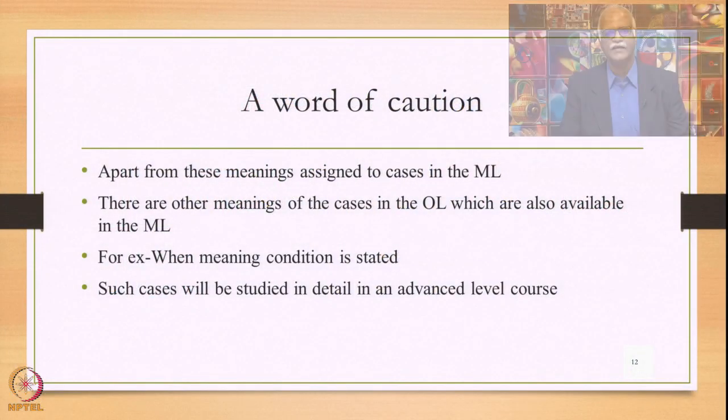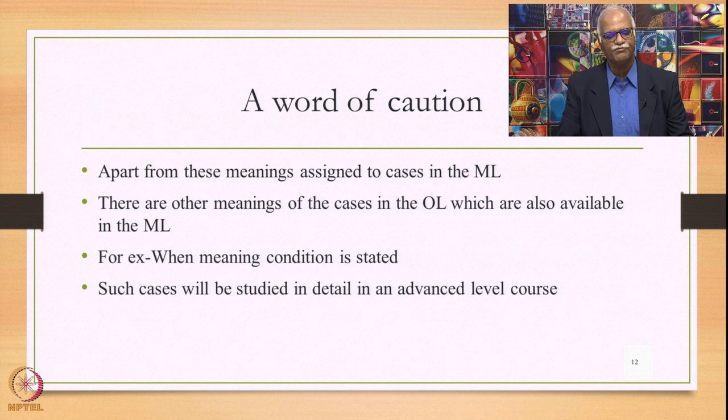So far we have studied the cases and their meanings in the meta language of Panini, and we have noted down these differences, which have also contributed to the understanding of the meta language as well as the overall system of Paninian grammar. Now here is a word of caution. Apart from these meanings assigned to the cases in the meta language, there are other meanings of the cases in the object language which are also available in the meta language. For example, when meaning condition is stated, the seventh case is used just as it is used in an object language. Such cases will be studied in detail in the advanced level of this particular course.